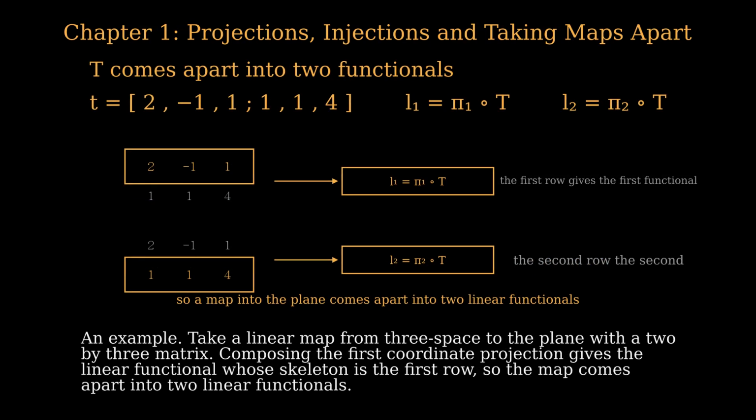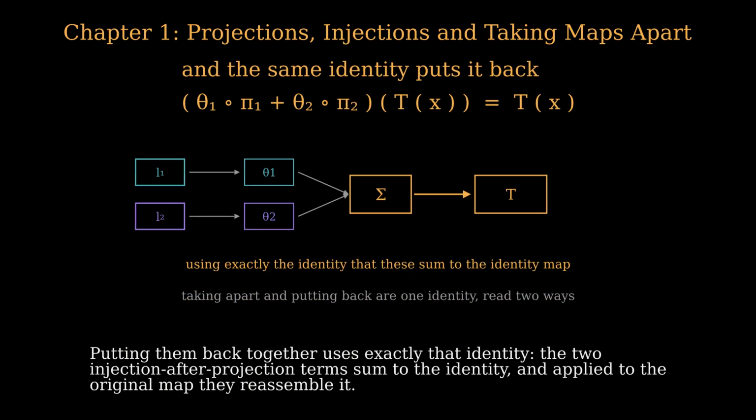An example, take a linear map from 3 space to the plane with a 2 by 3 matrix. Composing the first coordinate projection gives the linear functional whose skeleton is the first row, so the map comes apart into two linear functionals. Putting them back together uses exactly that identity. The two injection after projection terms sum to the identity, and applied to the original map, they reassemble it.